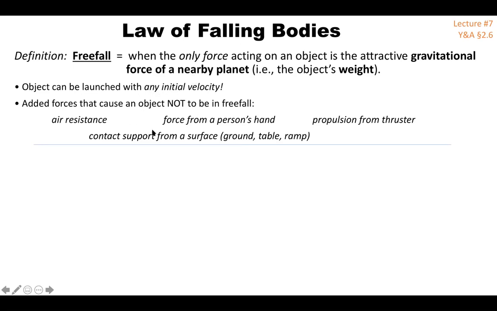Now, when we drop objects or throw them near the surface of the Earth in everyday life, there are times when there are additional forces other than the object's weight acting on it. The most common force is air resistance or air drag. So for free fall problems, you're going to see us constantly say at the start of the problem, assume there's no air resistance, or neglect air resistance, or neglect air drag. That's because when you have air resistance or drag on an object, that's a second force, and then the equations of free fall don't quite hold.